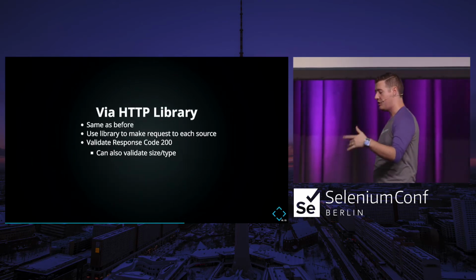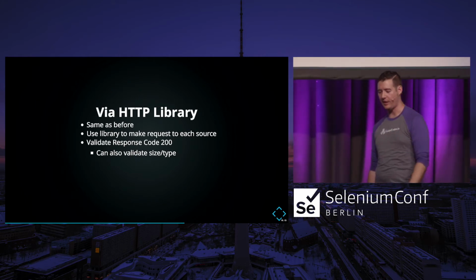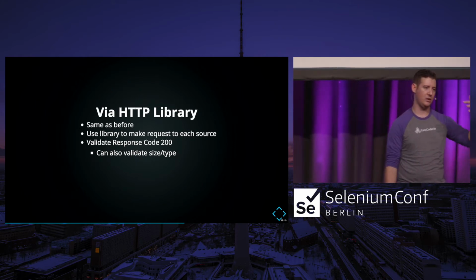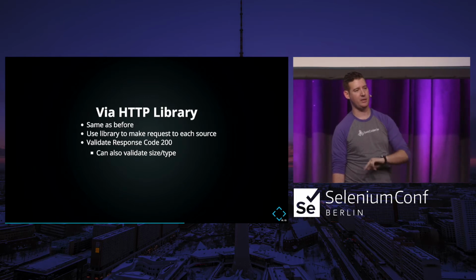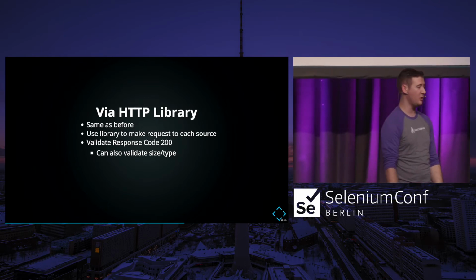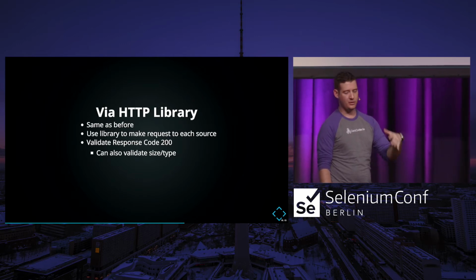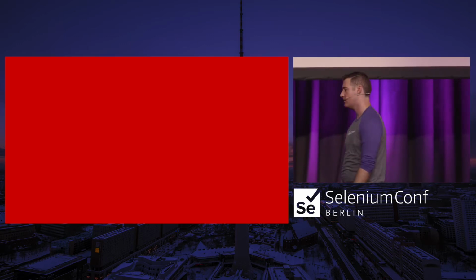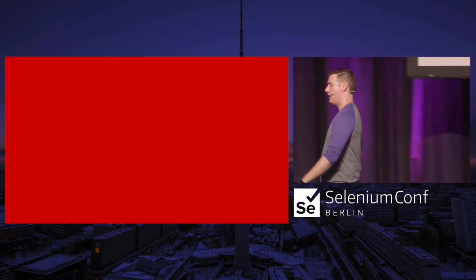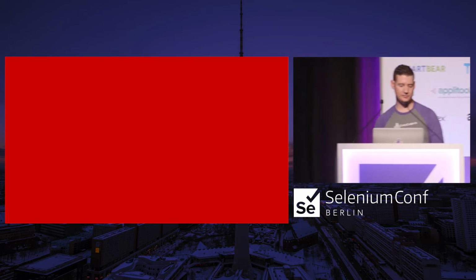You can also do it via HTTP library, which is built into all the programming languages. Get all the different sources, ping them, and make sure the response codes are all 200. You can also validate the size of the request and the type of the request. And let's continue.